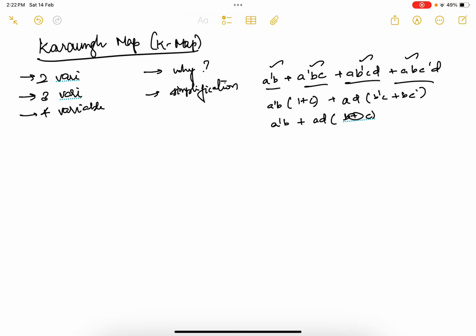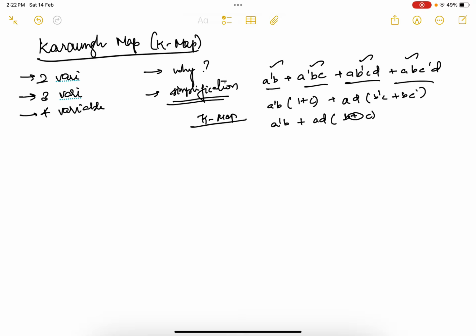But instead of going for this type of simplification, if we simplify the entire thing using a K map, we can reduce this and get it in a more simplified manner. So for that only we are going for this K map.